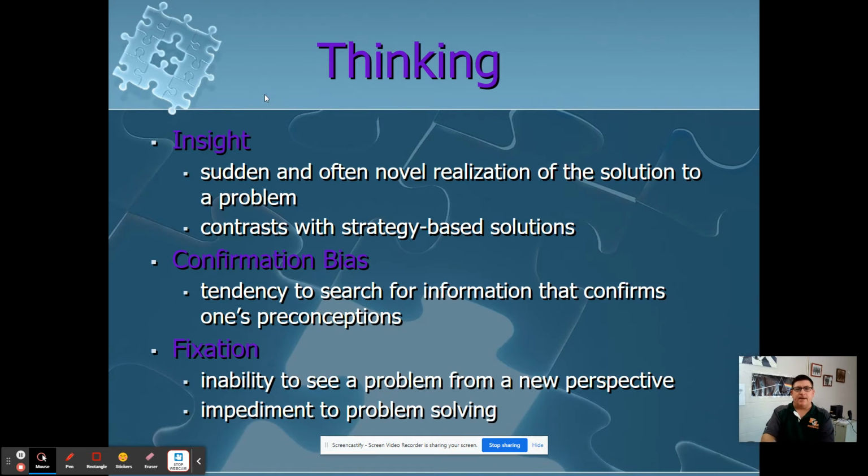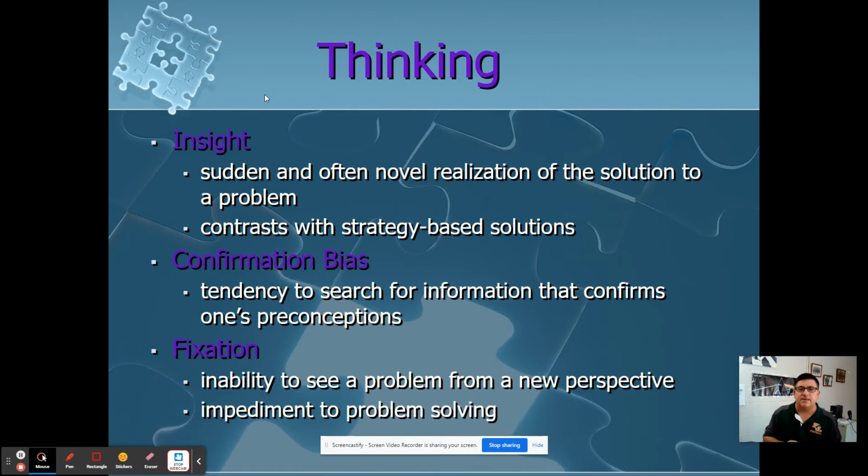There it goes. Thinking, insight, confirmation bias, fixation, just some more terms related to Unit 5B. Insight, sudden realization of a solution of something. You may sleep on it, wake up like, oh, I figured it out.